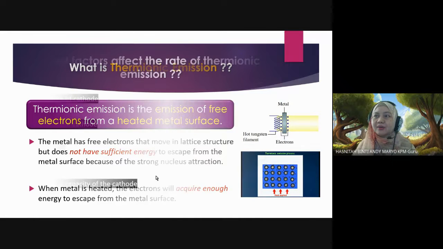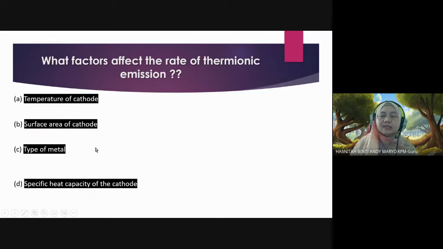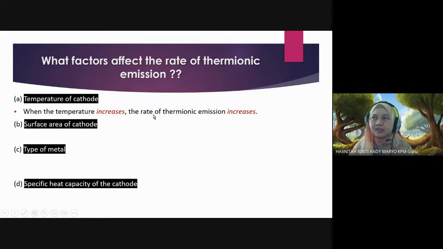Next, these are the factors that affect the rate of thermionic emission. There are four altogether. The first one is the temperature of the cathode. Can you guess how temperature affects the rate of thermionic emission? Anybody would like to give a try? So yes, when temperature increases, the rate of thermionic emission increases. It means the higher the temperature, the more electrons will be emitted from the metal surface.